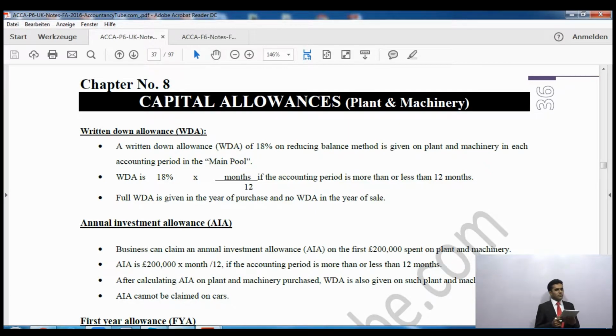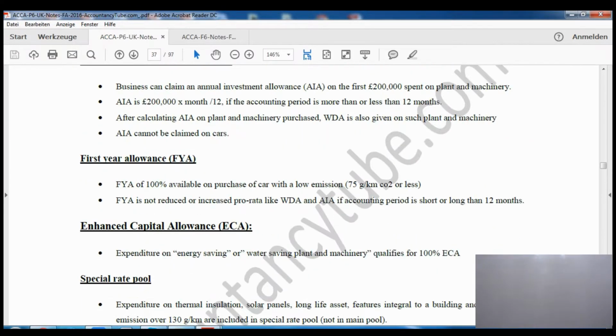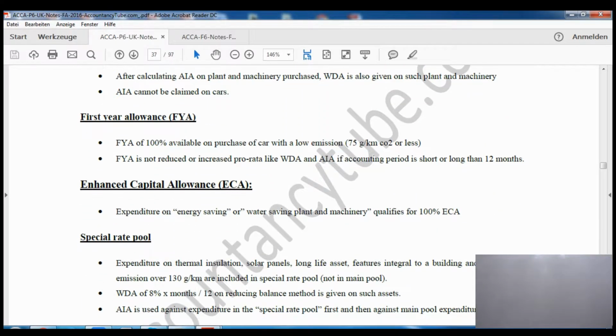Now annual investment allowance is only available on the first £200,000 for our current tax year. So it says that businesses can claim an annual investment allowance on the first £200,000 spent on the plant and machinery. So whatever you spend on the plant and machinery, on the first £200,000 you can get capital allowance as well. Now annual investment allowance will also be months over 12 if the accounting period is more than or less than 12 months. Alright, after calculating annual investment allowance on plant and machinery purchased, writing down allowance will also be given on such plant and machinery.